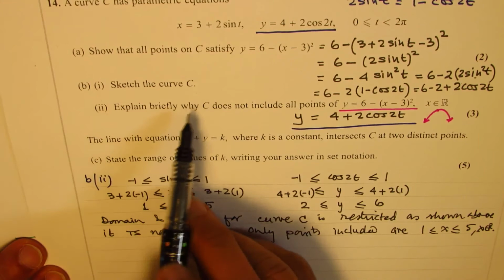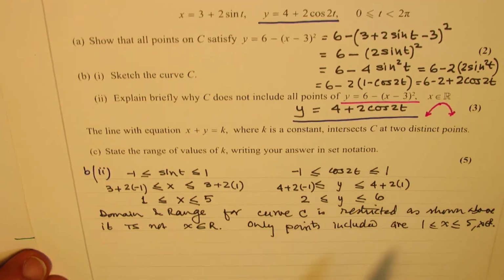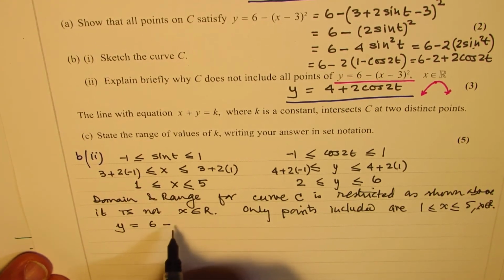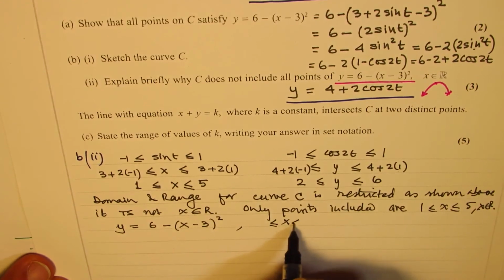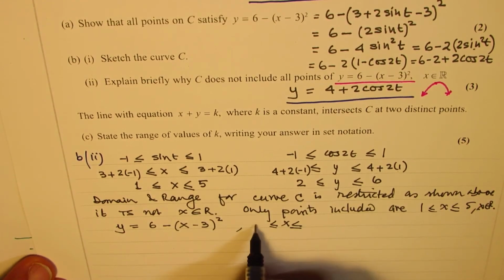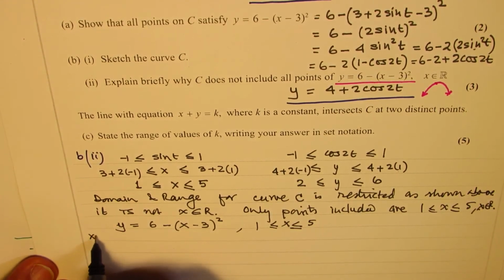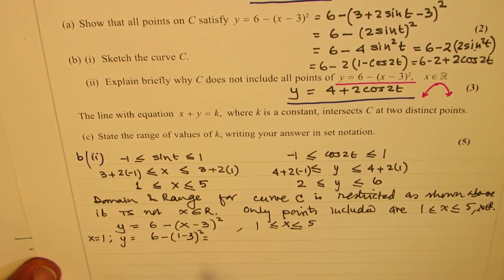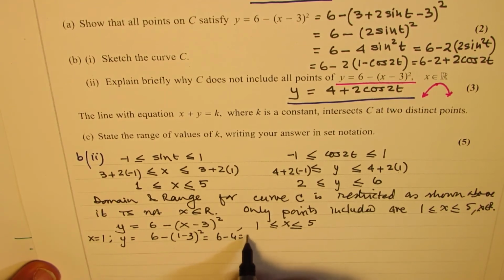Now let's see how to sketch the curve C. Curve C is a restricted parabola. So we have a maximum and we got these two limits. Now we'll sketch the curve. We have the equation y equals 6 minus (x minus 3) whole square, and we know that x is between 1 and 5. If I substitute 1 here, for x equals 1, y equals 6 minus (1 minus 3) whole square, which is 2 square is 4, so 6 minus 4, which is 2.